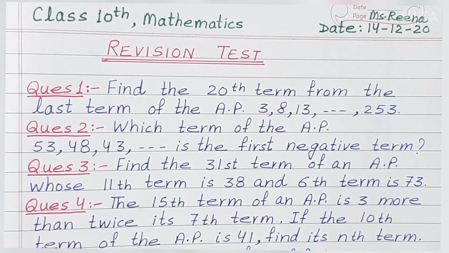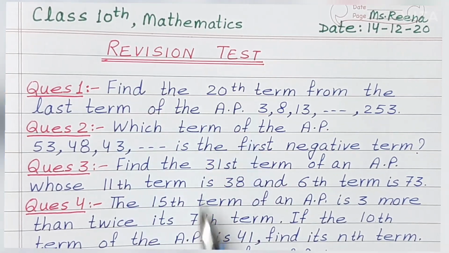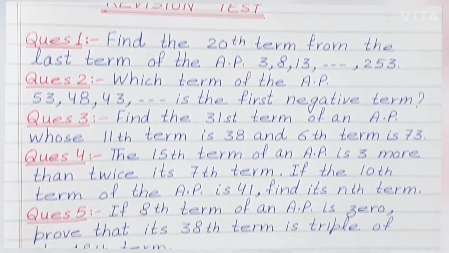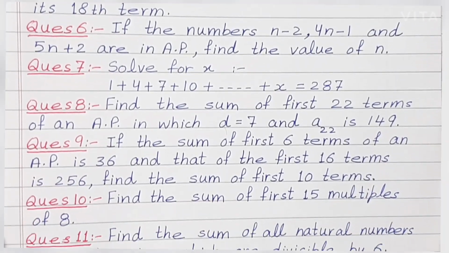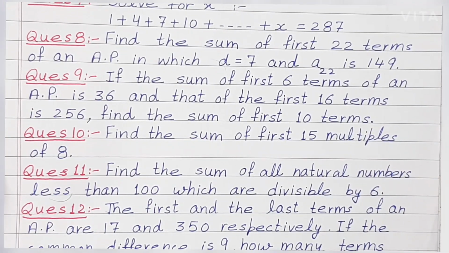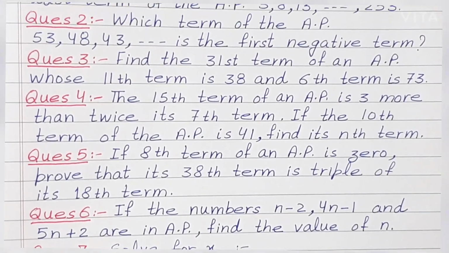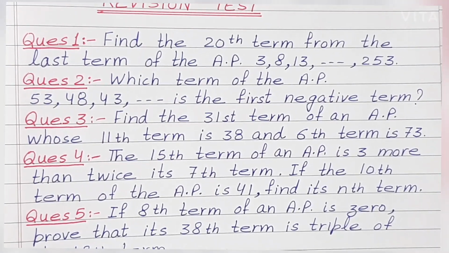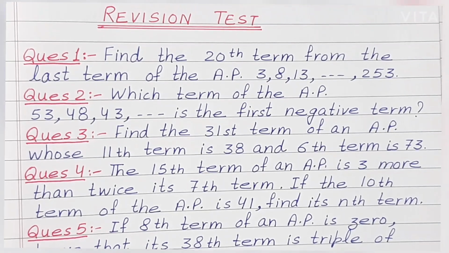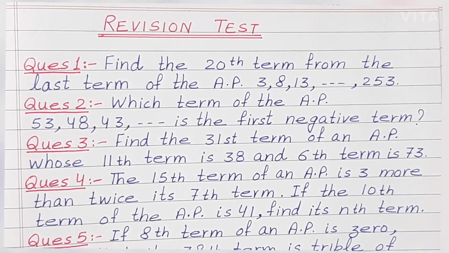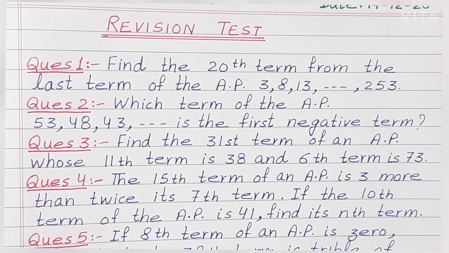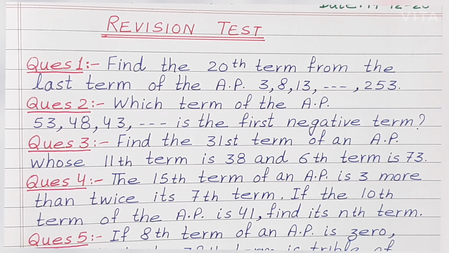Now students, a small revision test is given to you which consists of 12 questions. Clear? Now all questions are based on arithmetic progression. So all of you are requested to solve the questions in a specified time. That is, you can take around 40 minutes to solve all these given questions. Now with this, I conclude this interactive session. Thank you everyone.